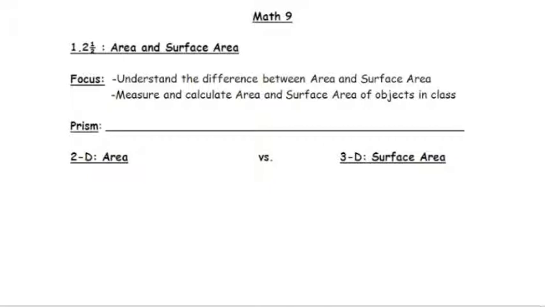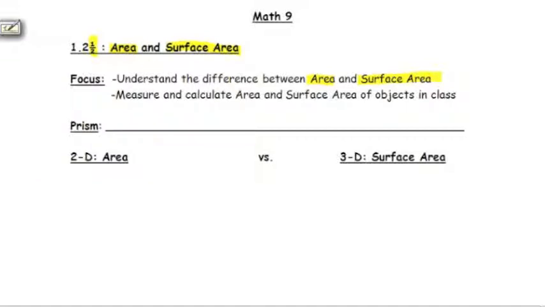In this video that I've dubbed 1.2 and a half, because it doesn't correspond to any chapter in your textbook, I think it's important just to understand the difference between area and surface area. Understanding the difference between area and surface area is going to be one of our focuses. And then we'll show up to class, and we'll measure and calculate area and surface area of objects in class.